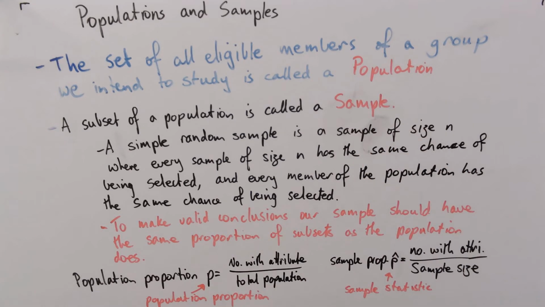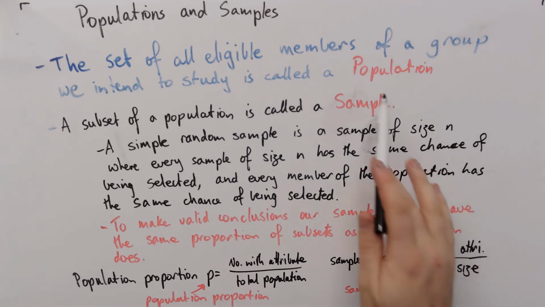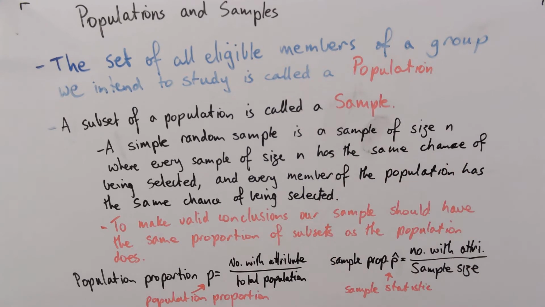We could be looking at studying Year 12 students. Our population then would be all of our Year 12 students in the country, or it could be smaller than that. You might be wondering about Year 12 students that are studying math methods. Well, our population would be all the students in Victoria studying math methods.